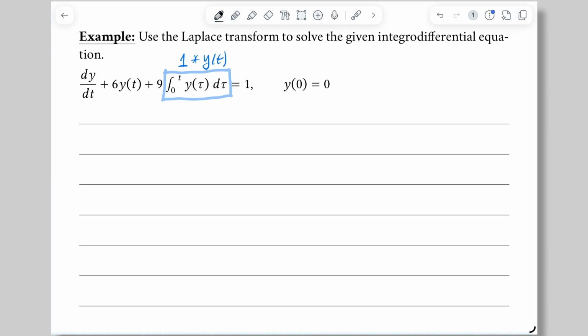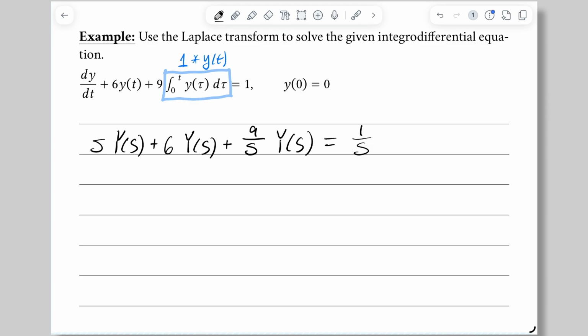That said, we're going to apply the Laplace transform to the equation and then solve it. The transform of dy dt is s times Y of s. The transform of 6 times y of t is 6 times Y of s. And then we've got 9 times the transform of 1 times the transform of y. The transform of 1 is 1 over s. So I'm going to write this as 9 over s times Y of s equals the transform of 1. You know, so many people will write down a 1 over here on the right, but the transform of 1 is 1 over s. So try to avoid that mistake.